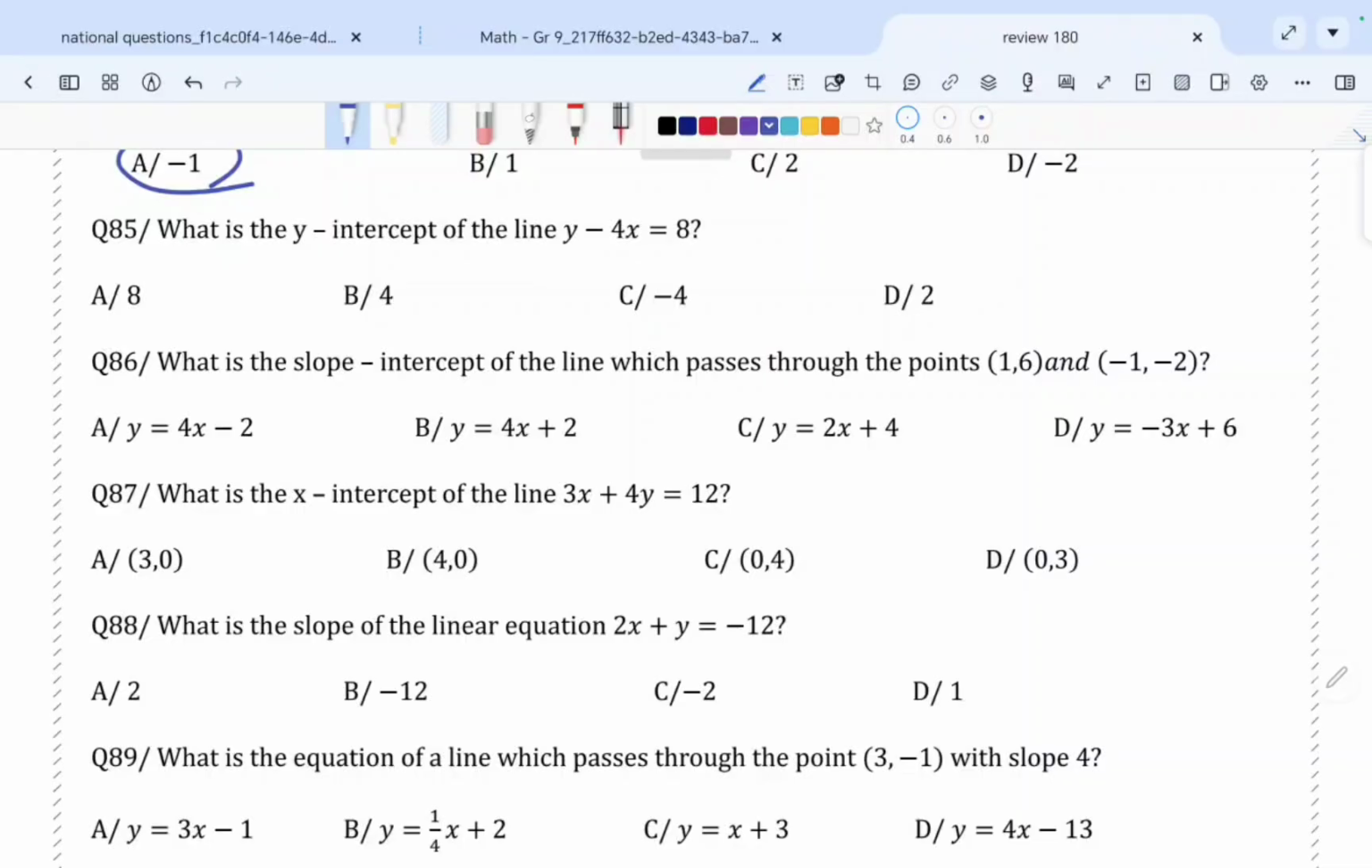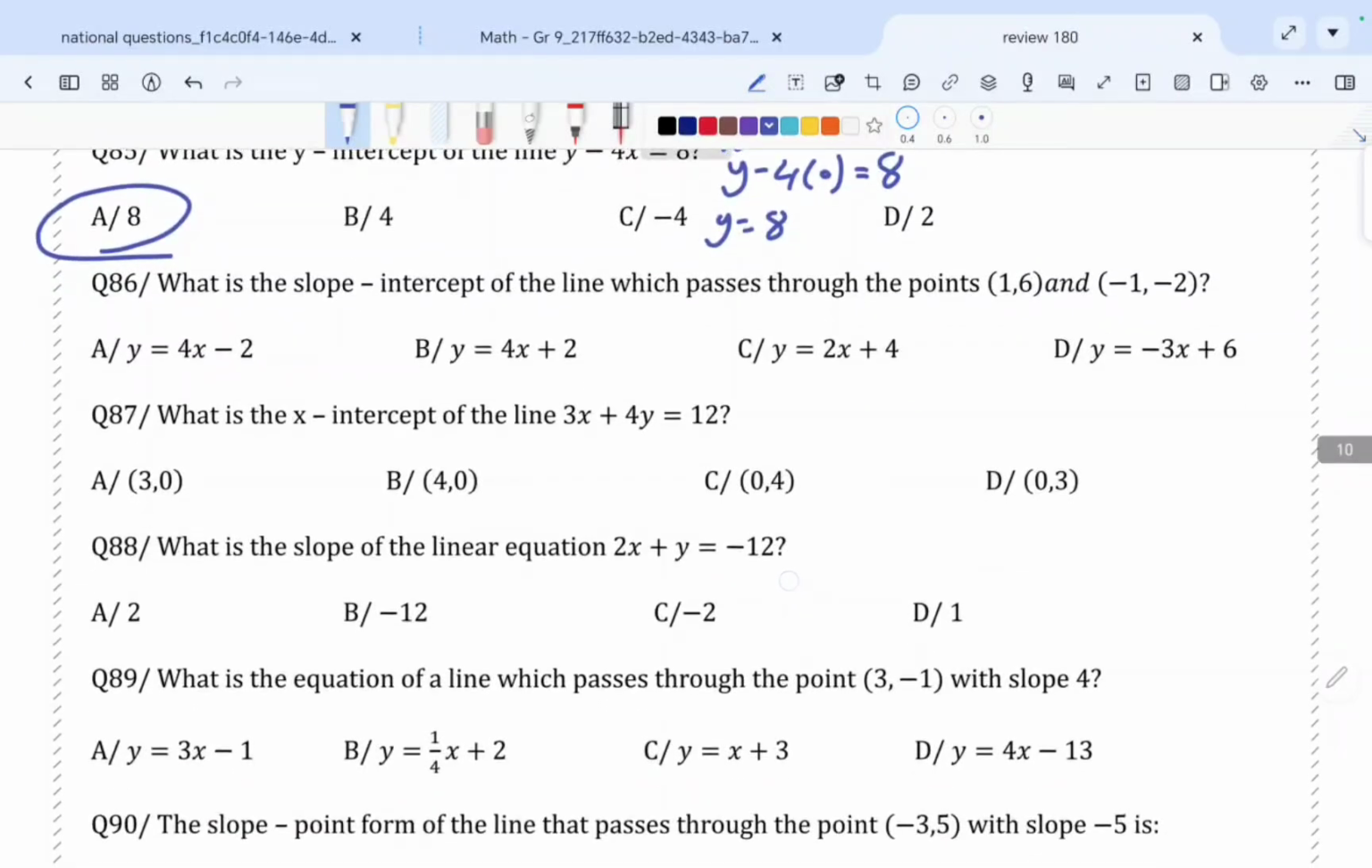Okay. Question 85. What is the y-intercept of the line y minus 4x equals 8? You know the y-intercept is where x equals 0. Instead of x we will write 0. So y minus 4 times 0 equals 8. 4 times 0 of course equals 0. So y equals 8. Which one is correct? A.